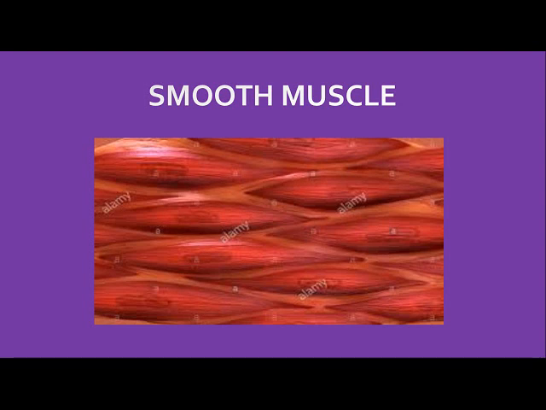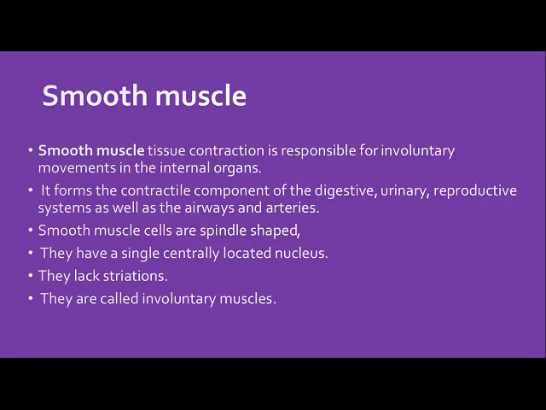So children, in all these organs smooth muscles are present, and smooth muscles are also involuntary in nature. We cannot control their movement. You cannot control your breath, you cannot control your hunger, you cannot control the urge to urinate. The contraction of smooth muscles is responsible for many involuntary movements in our internal organs. It forms the contractile component of our digestive system, urinary system, reproductive system, as well as the airways and the arteries.